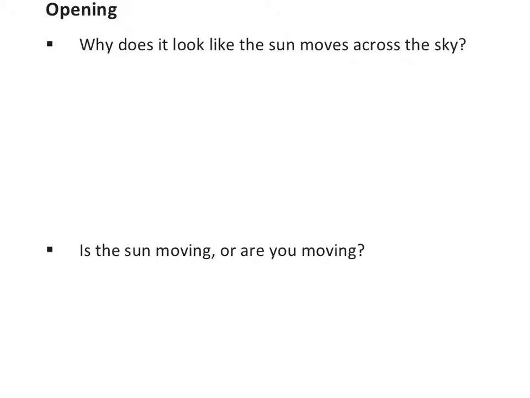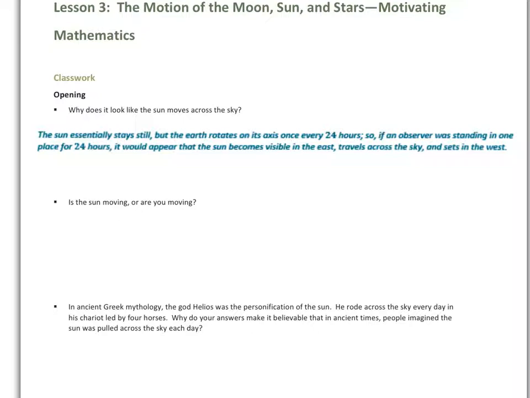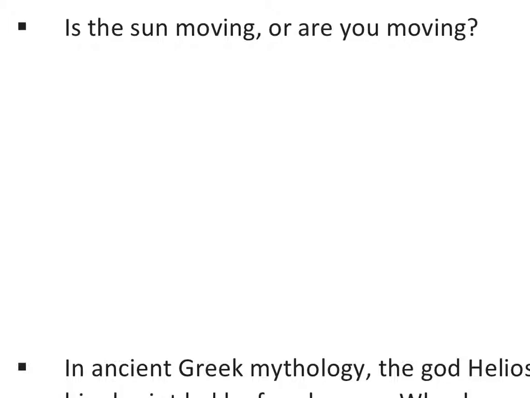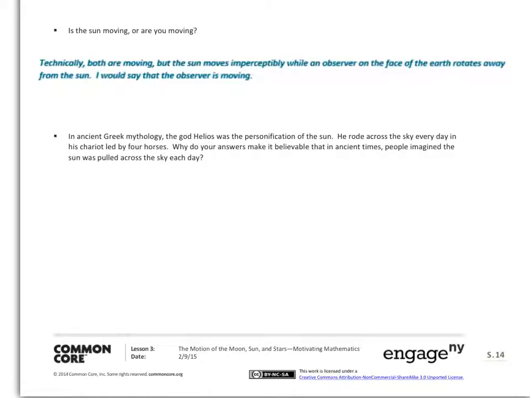So in general, just for an opening, why does it look like the sun moves across the sky? What answer can you give to that? The rotation of the earth is what's making it look like the sun moves across the sky. And a more formal answer is that the sun is essentially still, not really, it moves as well, but the earth rotates on an axis every 24 hours, so we're moving, it makes it look like the sun is going across the sky. Is the sun moving or are you moving? Technically both, but the sun moves imperceptibly, which means you can't notice it, while an observer on the face of the earth rotates away from the sun.